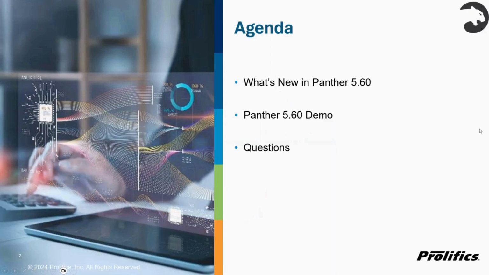Agenda. What will we be talking about? I'll first cover what's new in Panther 5.60. I'll just give you details, one or two lines about each feature. There are about 7 or 8 different features that we've added to 5.60. Then Glenn Silverberg will come in and demonstrate a couple of the cool new features. And that should leave us enough time, about 5 to 7 minutes, for questions.